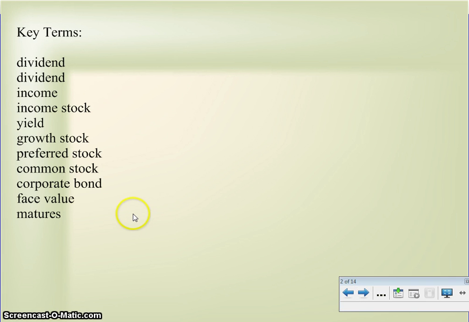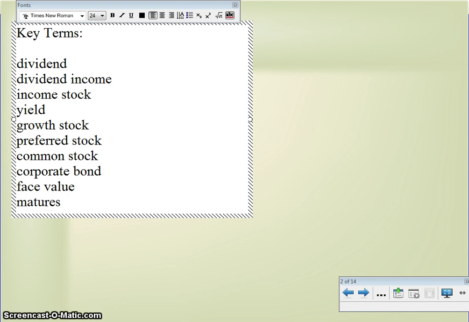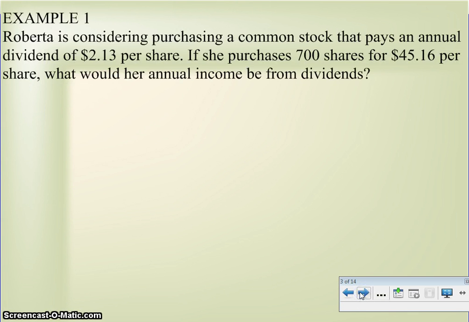So we've got quite a bit of vocabulary here. And I know this one area here looks a little weird. It's actually dividend income is that particular one. So make sure you've reviewed all of those before going through this unit.